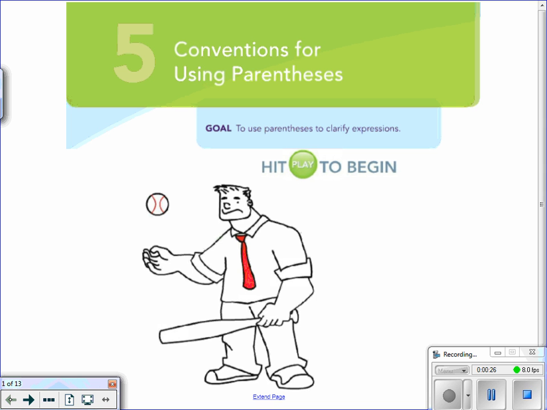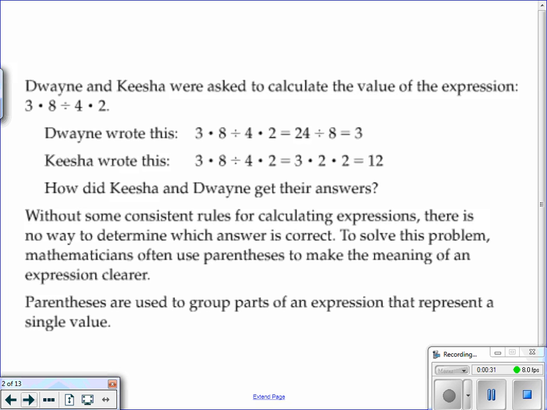So, an example here is we've got Dwayne and Keisha, and they were asked to calculate the value of the expression. As you can see, they both start off with the exact same expression, 3 times 8 divided by 4 times 2, but in the end, Dwayne got 3 for an answer and Keisha got 12. So in the next slide, we're going to talk about how they got their answers.